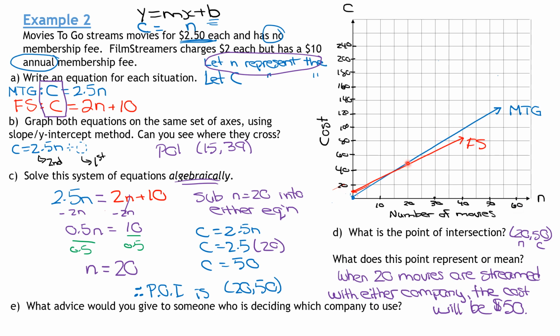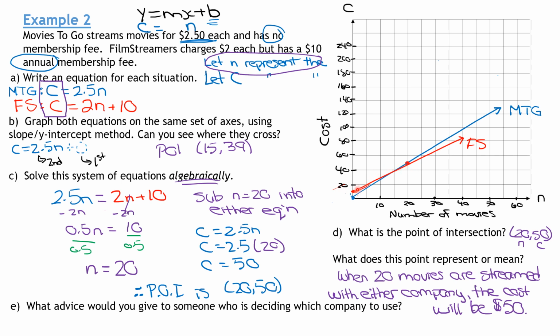So notice how after the point of intersection, the blue line is higher. So if we were looking at 40 movies, if you're going to stream 40 movies a year, Film Streamers, you'd be paying about $80. And for 40 movies with Movies to Go, you're paying more than that. You're up at 90 something. So if someone's deciding which company to use, if they're watching more than 20 movies, they should go with the lower line because it's cheaper, Film Streamers.